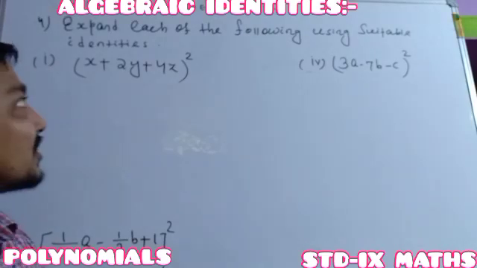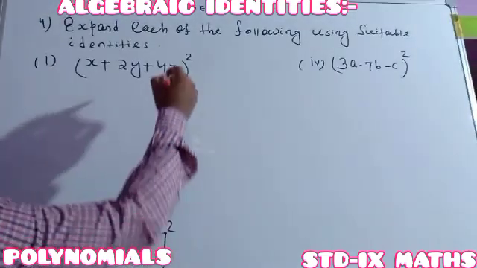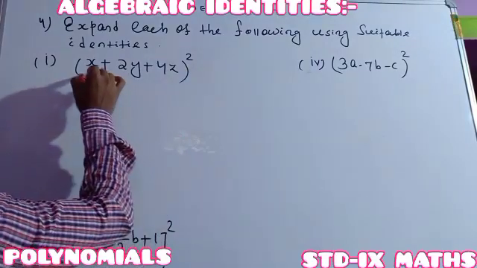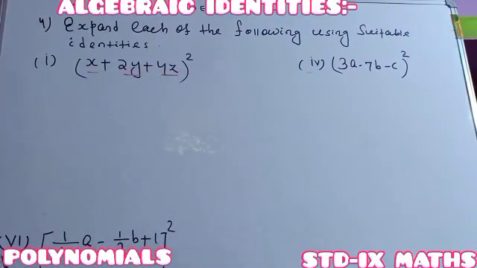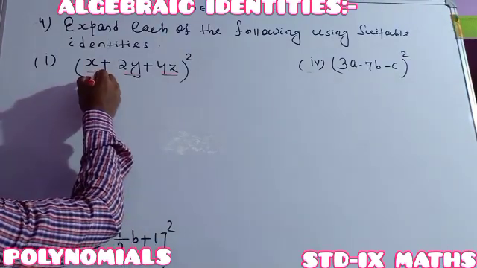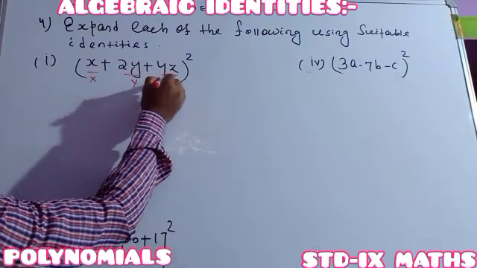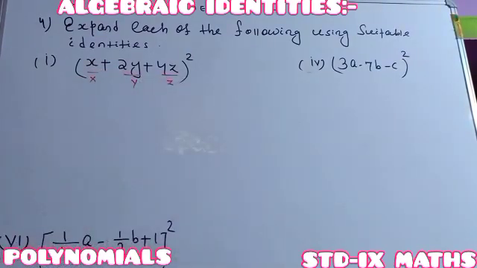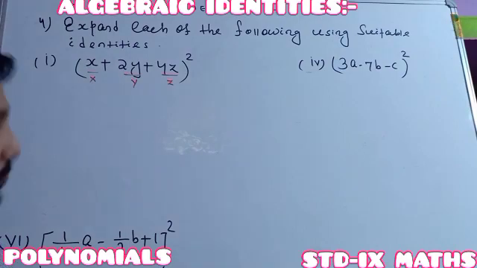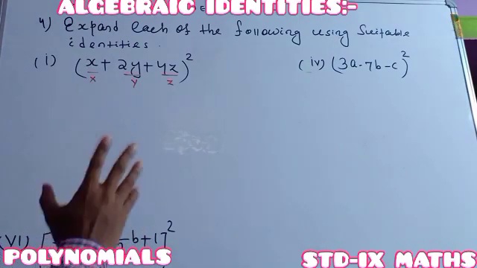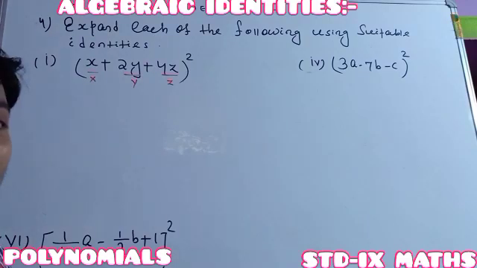Just see here, it is a square, but the number of terms is 3: 1, 2, 3. Suppose this one is x, this one is y, this one is z. So it is in the form of (x + y + z) whole square. Whenever you get the identity (x + y + z) whole square, its expansion form was told to you at that time.